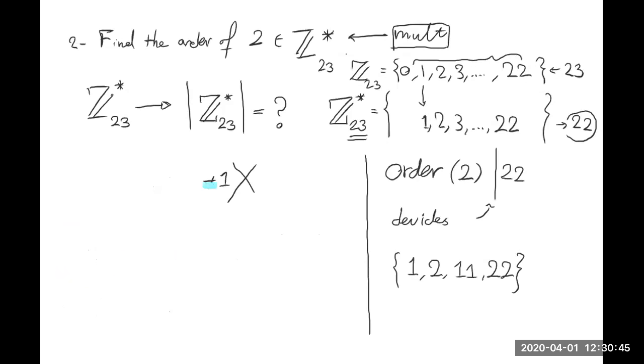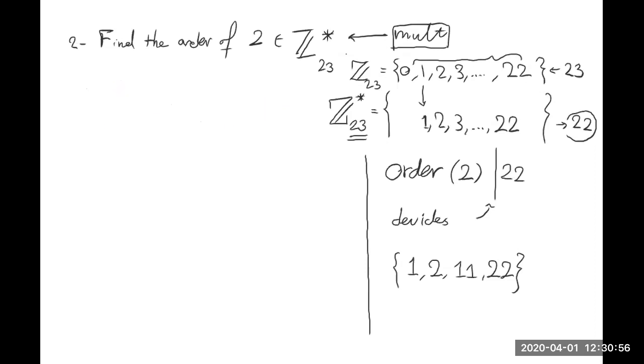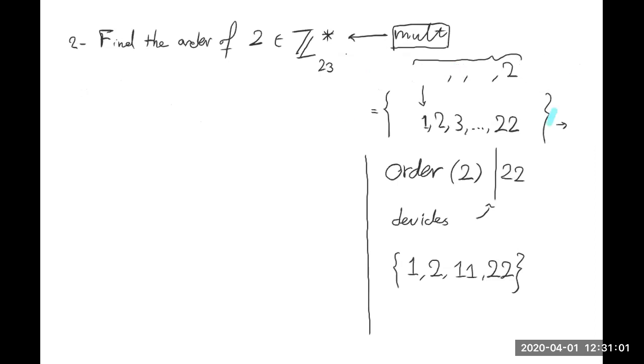Actually, we don't need to try all 4 of them. We only need to try the first 3, because if the order is not any of the first 3 numbers, it has to be the last one, which is 22. Okay, so let me erase everything.